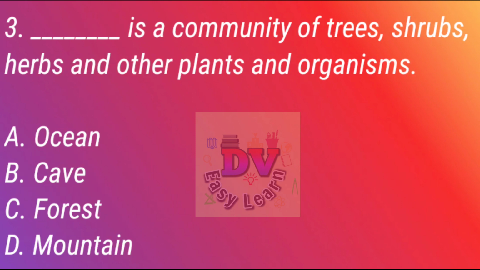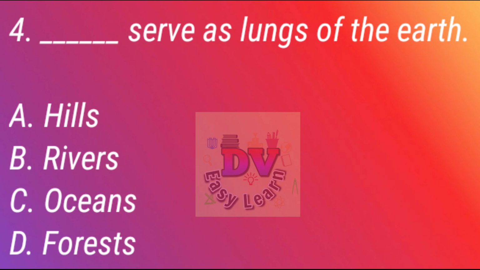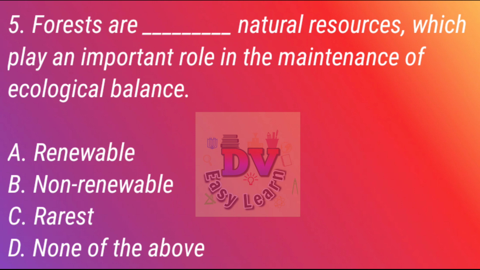Question number 3. Dash is a community of trees, shrubs, herbs, and other plants and organisms. Correct answer, forest. Question number 4. Dash serves as lungs of the earth. Correct answer, forests. Question number 5. Forests are dash natural resources which play an important role in the maintenance of ecological balance. Correct answer, renewable.